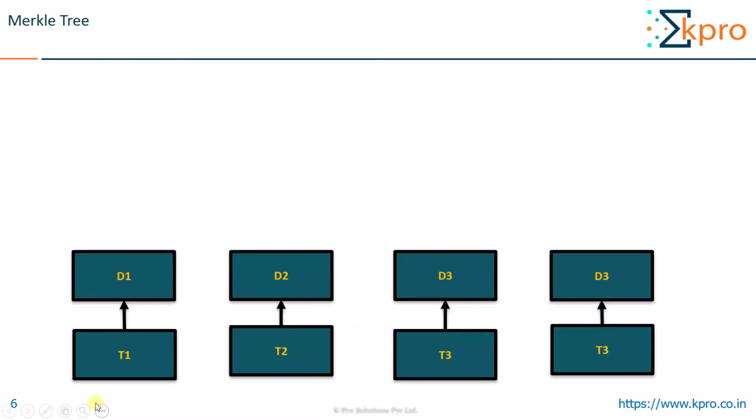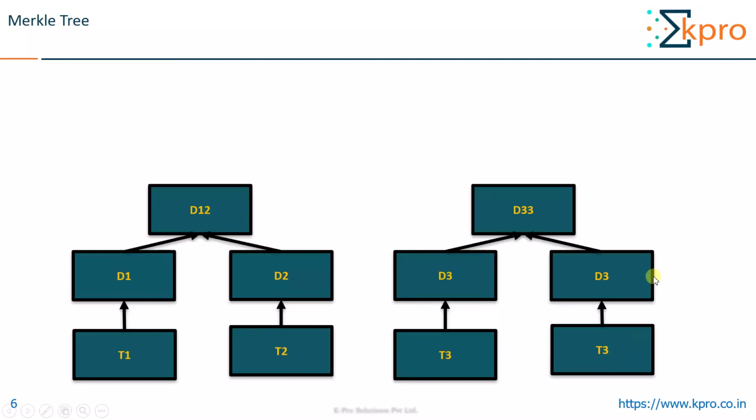For example, the hash of T1 I'm considering as D1, T2 as D2, T3 as D3, and again T3 as D3. Now what will be done is that these 2 hashes will be concatenated and another hash would be found out. Similarly, these two hashes will be concatenated and another hash would be found out. For example, I am considering the hash of D1 and D2 as D12 and D3 and D3 as D33.